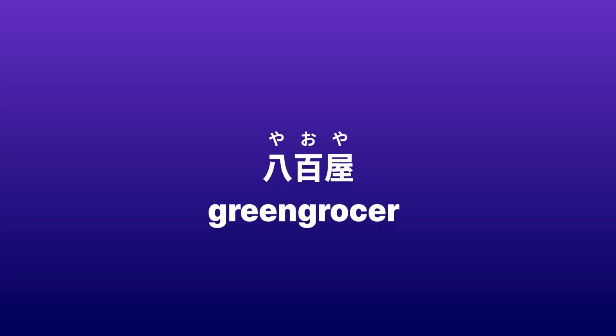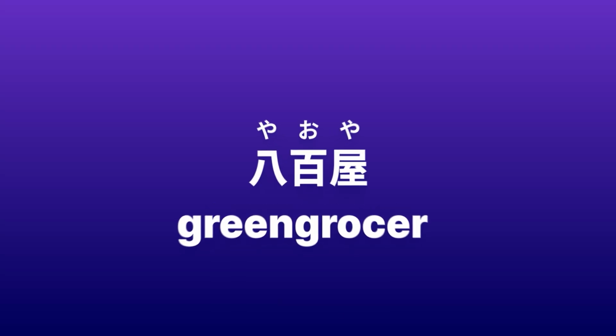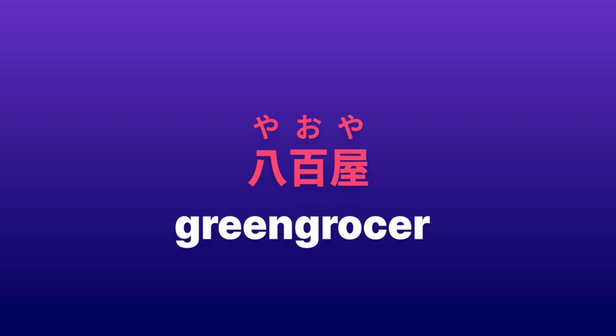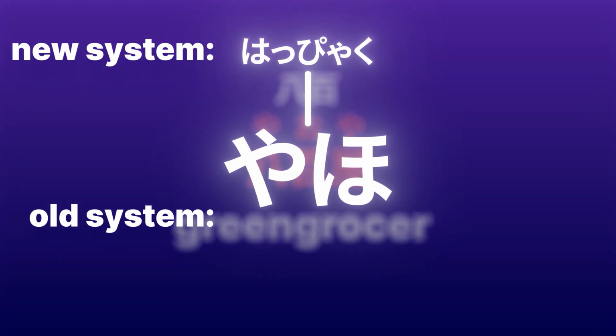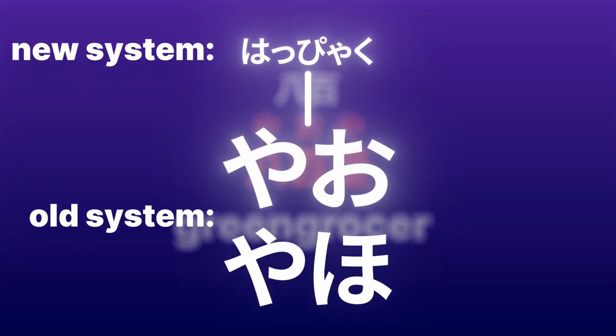Even though you will not use this system for the most part, there are some remnants of it that still appear today. The general counter tsu, as mentioned before, is one of these examples, but there are more. Have you ever wondered why the word for greengrocer, yaoya, is pronounced yaoya? Now you know. As explained before, the old reading for 800 was yaho, which in today's Japanese is pronounced as yao.